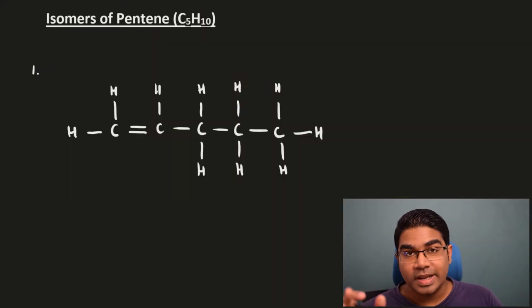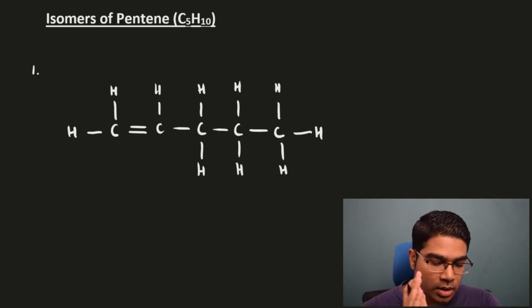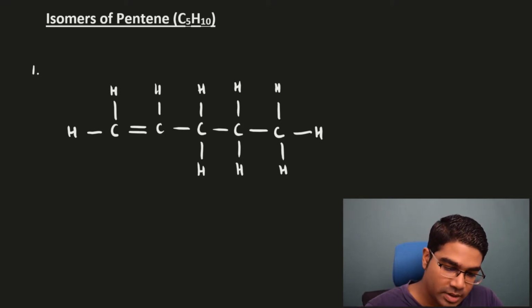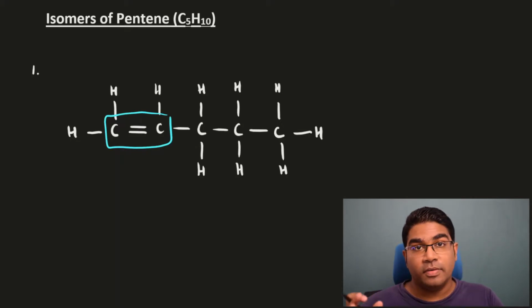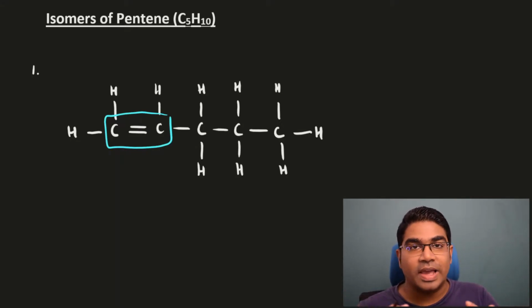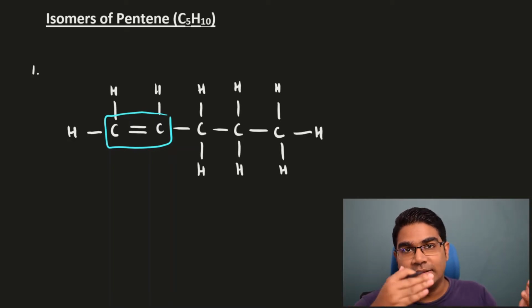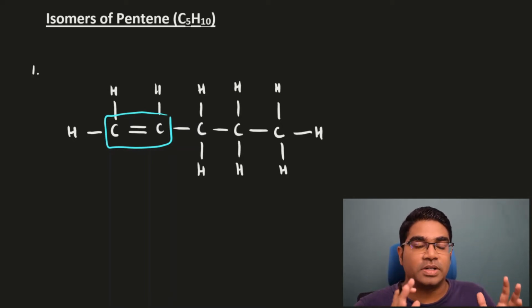When we want to identify the name of an isomer, the first thing that we need to look at is the functional group. So when we look at this molecule, we can clearly see that there is a carbon-carbon double bond, and this is the functional group of this molecule. Therefore, this molecule will belong to the class of alkenes. Now when we want to look at which isomer of the alkene this is, it is important for us to identify the position of the functional group.